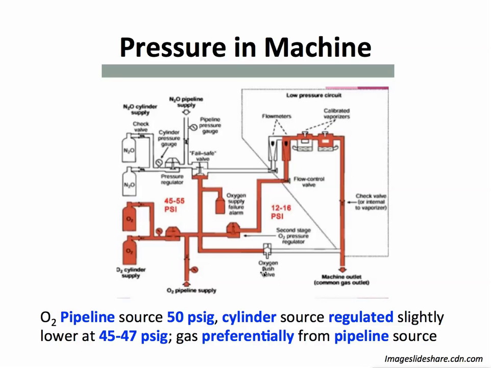The oxygen pipeline source, we said, is 50 psi, while the cylinder source is a little bit less than that, regulated at about 45 to 47 psi. So once again, as long as your pipeline supply is coming in at its normal pressure, gas will preferentially be used from the pipeline supply.